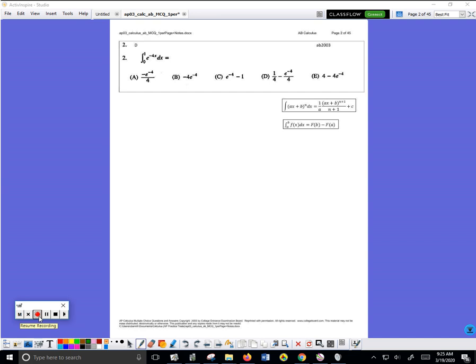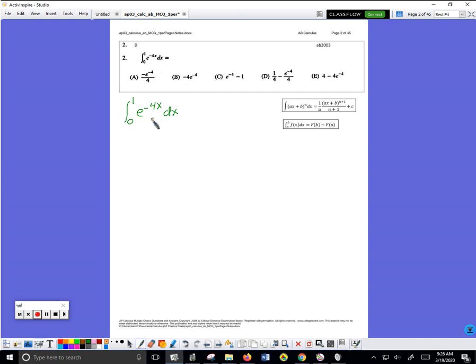Okay, so we have the integral from 0 to 1 of e to the negative 4x dx. To find the value of the integral, I'm using the fundamental theorem. So I think of this as being small f, therefore capital F is the antiderivative of this.